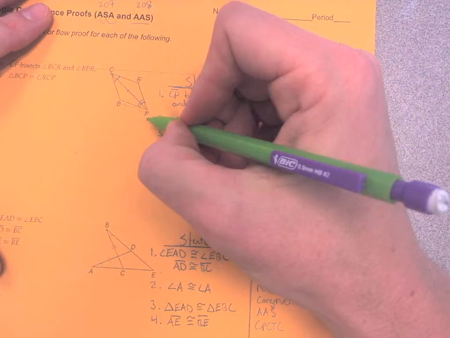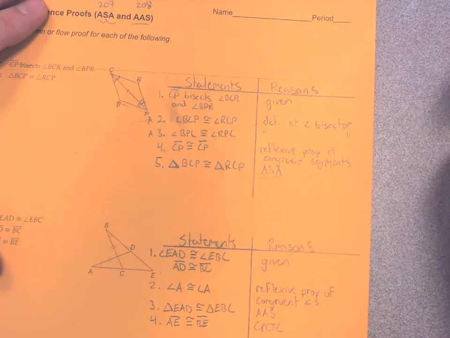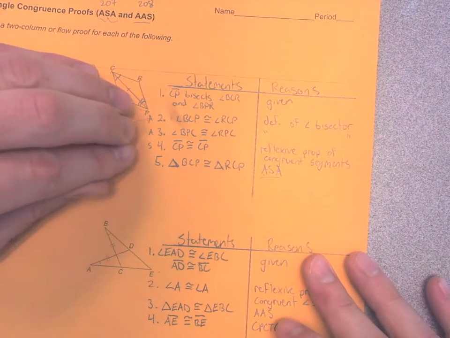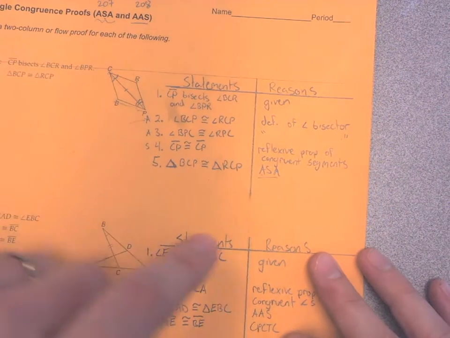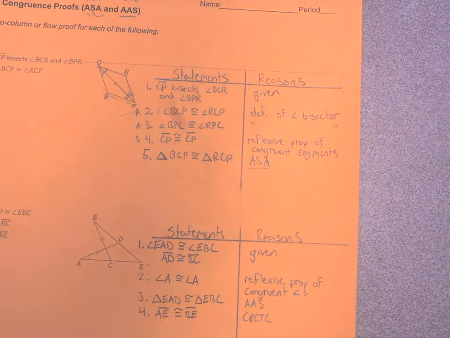So notice that this is a statement where I got one of my angles. This is a statement where I got another angle. This is the statement where I got a side. And so just based on the fact that I've shown those three things are congruent and I can see in the picture that they're in the right order, I'm going to make sure that this is actually valid. Okay, so I proved the triangles are congruent. Not too bad. 5-line proof.